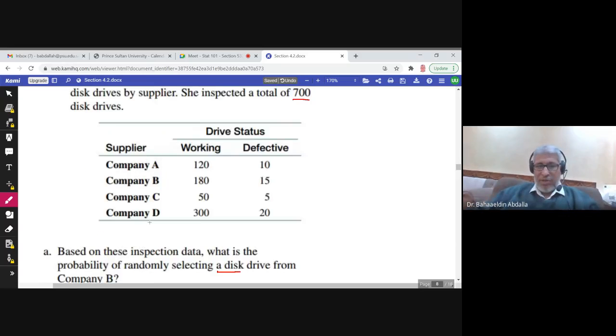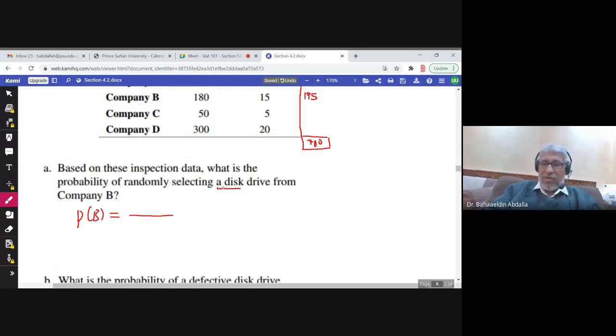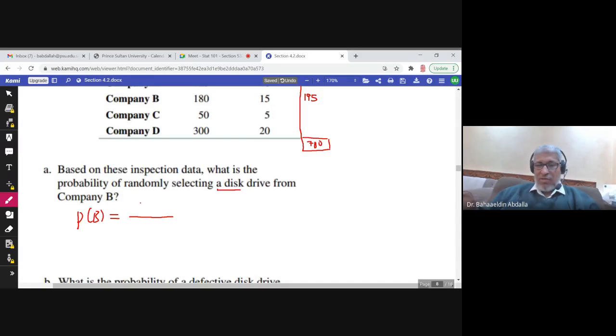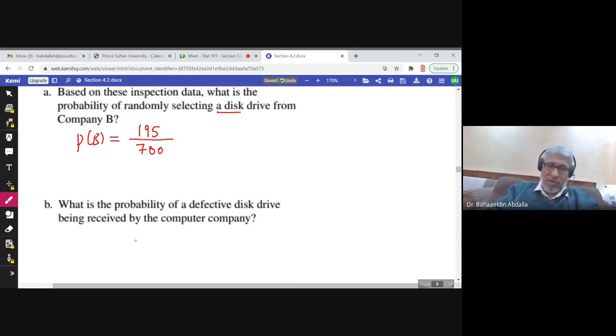To find the probability of B, as usual, we need to find how many disks came from company B. This is company B. We have 180 working plus 15 not working, so the total is 195. So 195 came from company B, and the total number of disks, as mentioned in the question, is 700. So the probability of B would be 195, the number of disks that came from company B, over the total number of disk drives, which is 700.